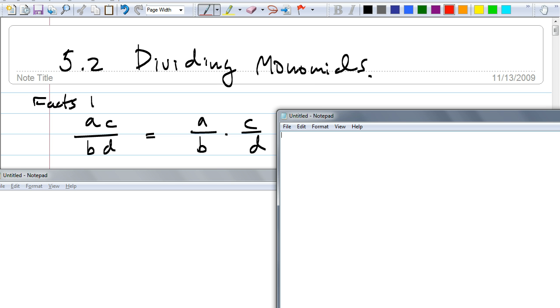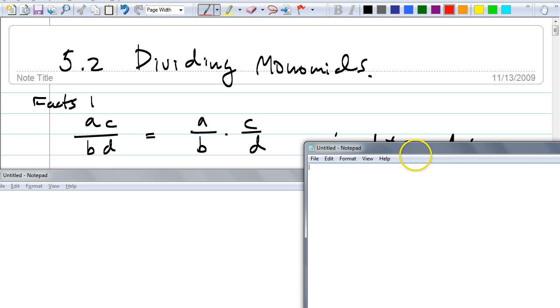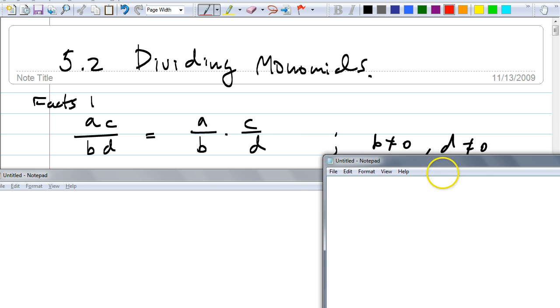By the way, monomial means how many terms? One. How many terms do I have on the numerator? One. How many terms do I have on the denominator? One. Because terms are separated by an addition sign. Very good. Okay. So if this is true, I have to write this also.